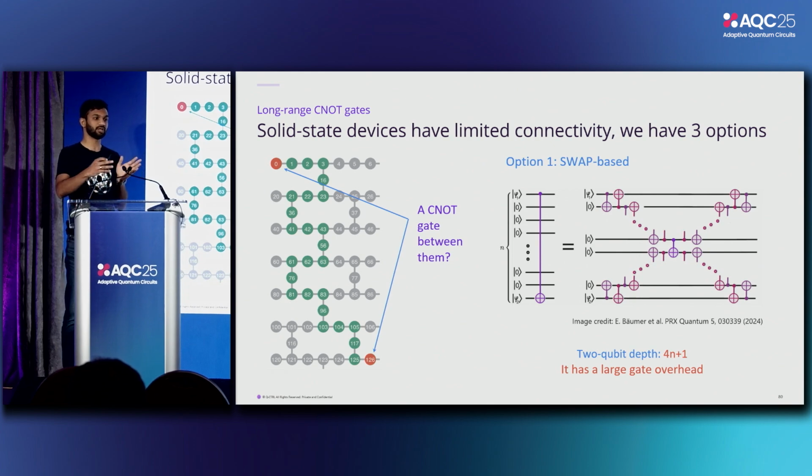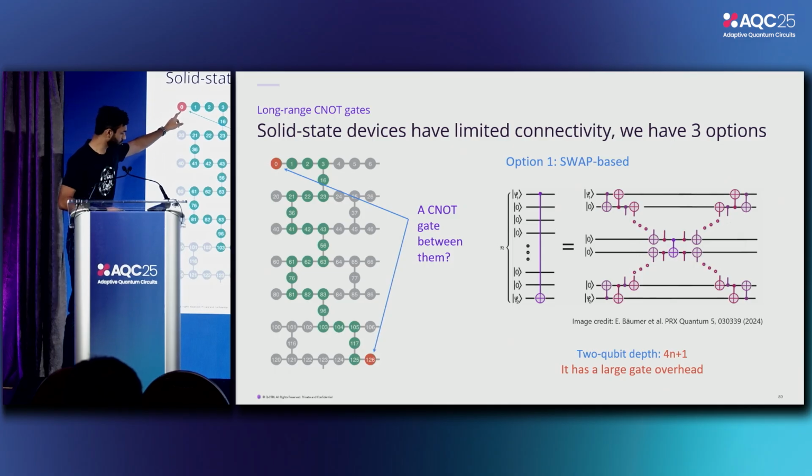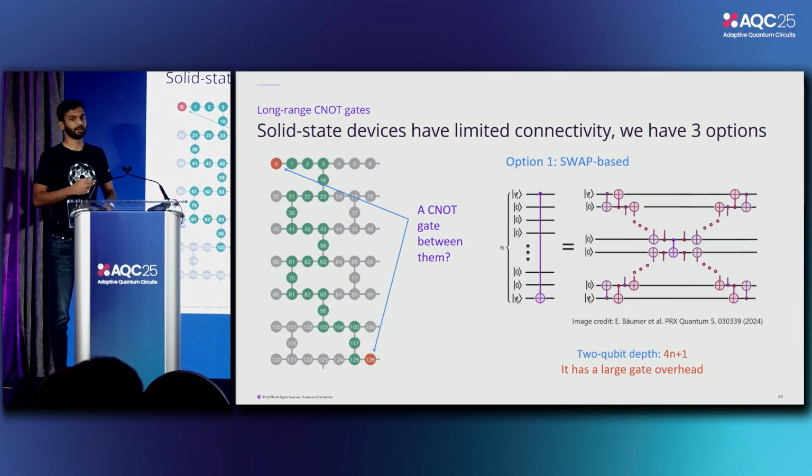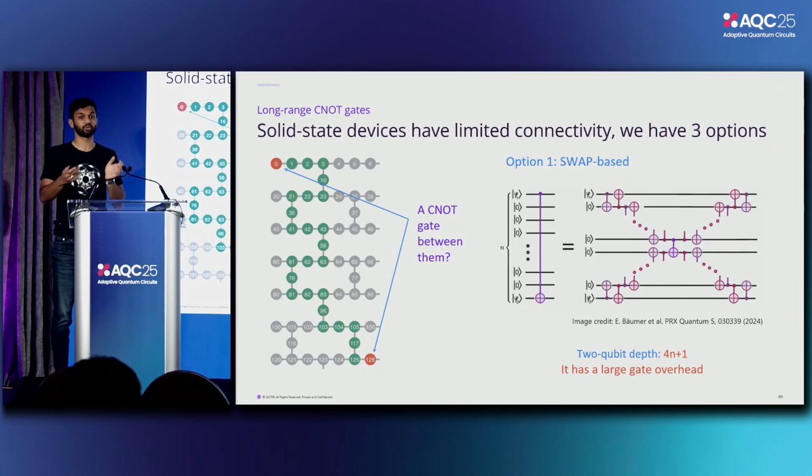If you think about the depth of the circuit, it actually goes linearly with the distance that you want to go, the distance on the lattice from the control to the target. This is an extremely large overhead. Just to do one long-range CNOT, you have to do so many swap gates, so people gave up on that as well.